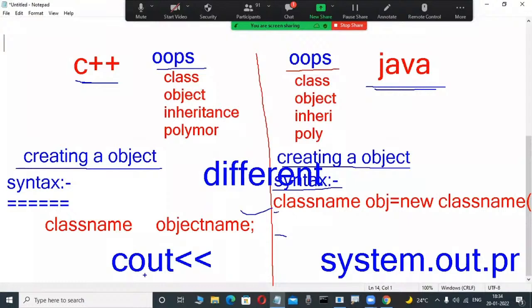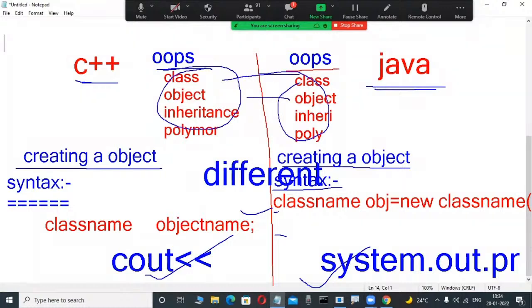Functions are also totally different in these two object-oriented languages. But conceptually, some OOPS concepts are the same or not? Same. What is class? What is object? What is inheritance? What is polymorphism? Same. But syntactically, totally different. Why? Because those are two different languages, two different products from different companies. That's why functions are different and syntax is also different.